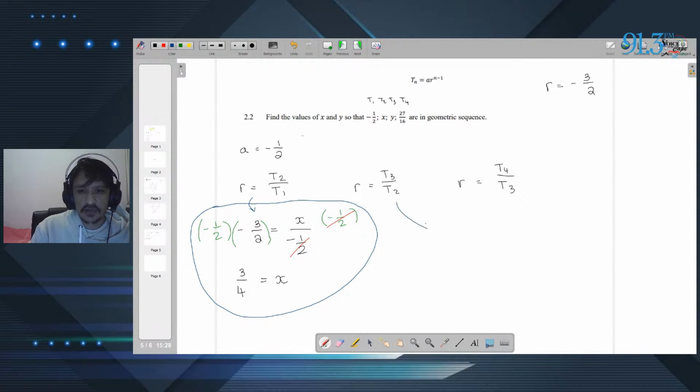And then this one, to find y, we're going to say negative a half, negative 3 over 2 is equal to term 3, which is y, over term 2, and we found that to be 3 over 4. Now, once again, we do the exact same thing we did over here. We want to get rid of that 3 over 4, so we multiply by 3 over 4, and we also multiply this by 3 over 4.